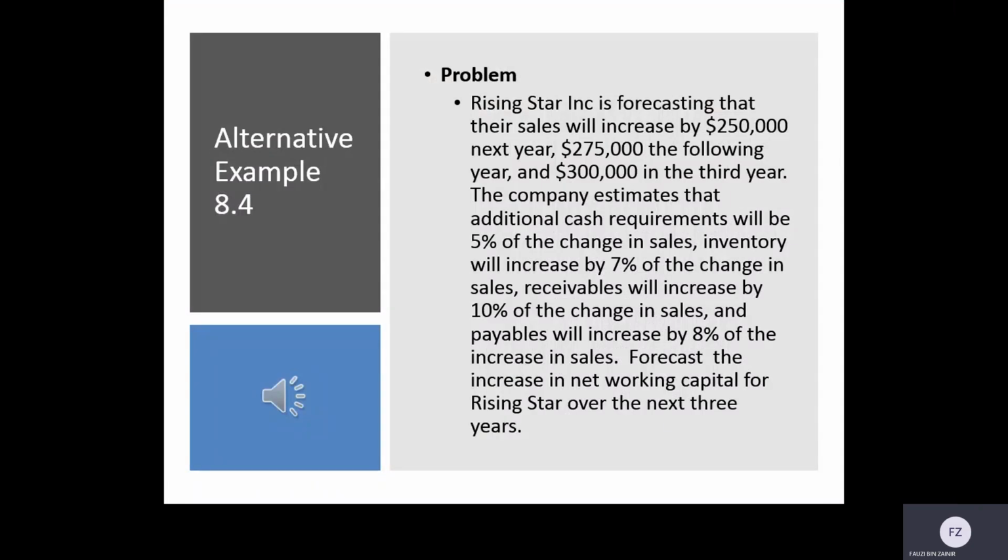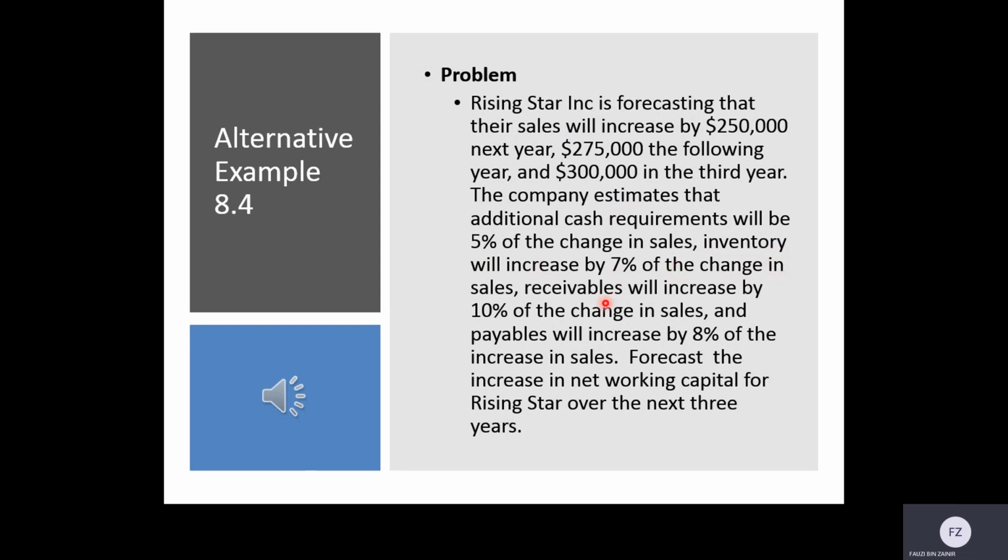Let's have a look at one of the examples on finding out the net working capital. Rising Star Inc. is forecasting that their sales will increase by 250,000 next year, 275,000 the following year, and 300,000 in the third year. The company estimates that the additional cash requirement will be 5% of the change in sales.